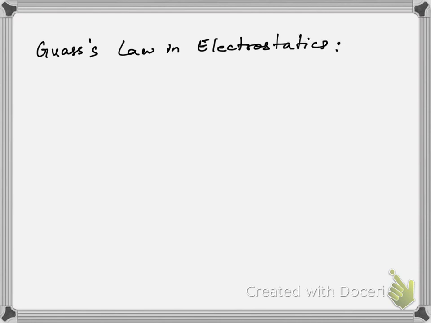Hello everyone, in this video we shall be deriving some important expressions of electric field with the help of Gauss's law in electrostatics. So Gauss's law in electrostatics states that the net flux emanating from a closed surface consisting of charges, phi E, which is your net electric flux, is Q net by epsilon naught.